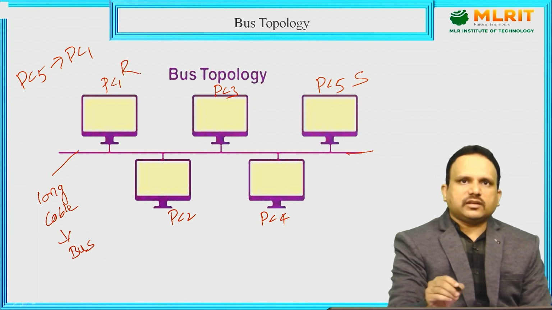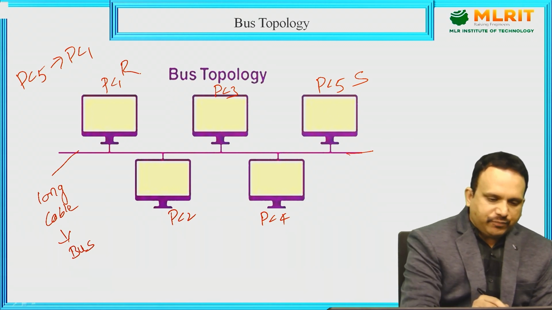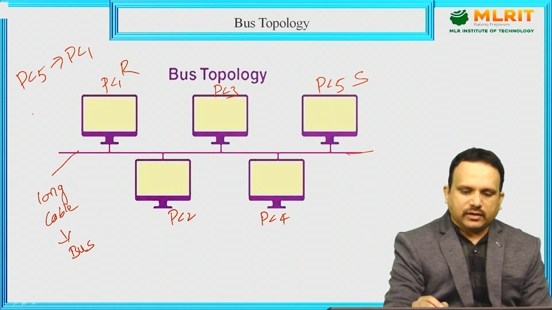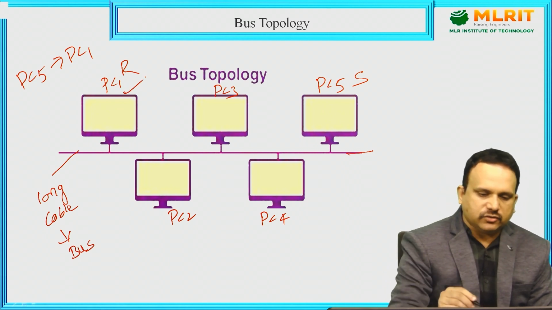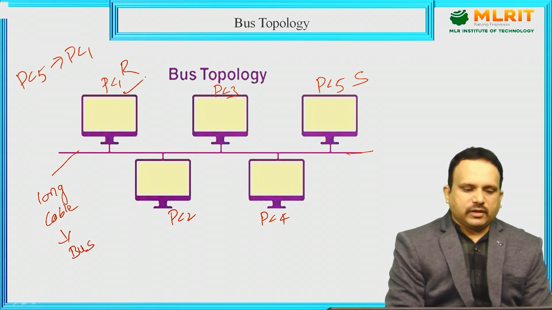All the systems which are connected to the network will receive this particular data, and by observing the addresses, the rest of the computers will discard that data and PC1 will receive it. So this is the procedure involved in this bus topology.